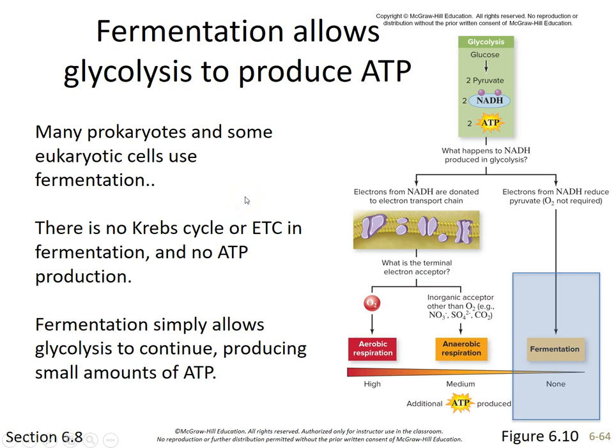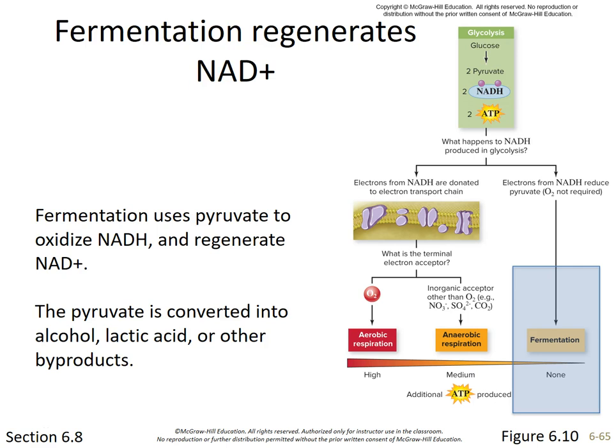Many prokaryotes and some eukaryotic cells use fermentation. There is no Krebs cycle or electron transport chain in fermentation and no additional ATP production. Fermentation simply allows glycolysis to continue producing small amounts of ATP. Fermentation also regenerates NAD+. Fermentation uses pyruvate to oxidize NADH and generate NAD+. The pyruvate is converted into alcohol, lactic acid, or other byproducts.